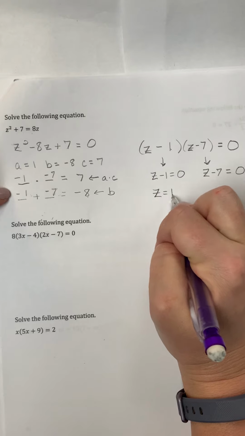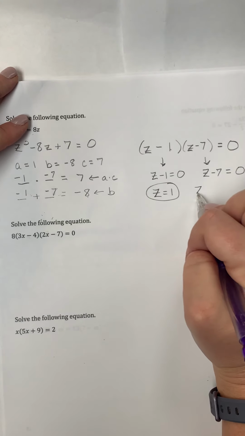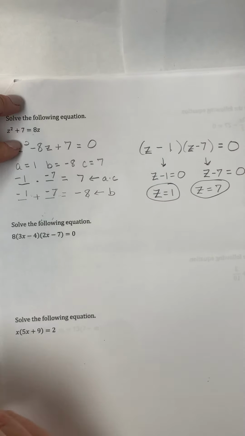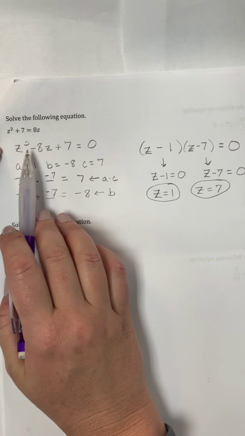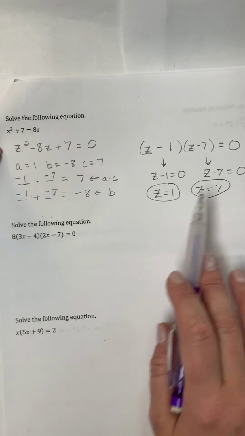Z is going to equal 1. Okay, I went off the page again, I'm sorry. And Z here is going to equal a positive 7. Now, if we look back, we can use that little trick. The largest exponent that I see in my problem is a 2, which means I better have 2 answers when I'm done. And sure enough, I do.